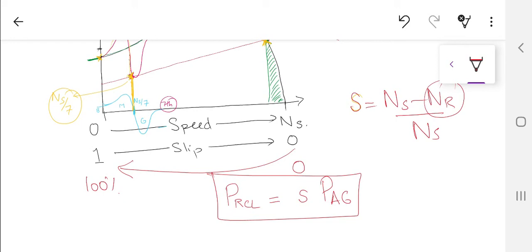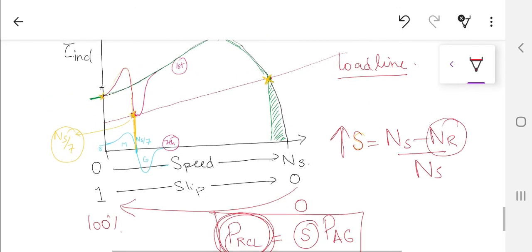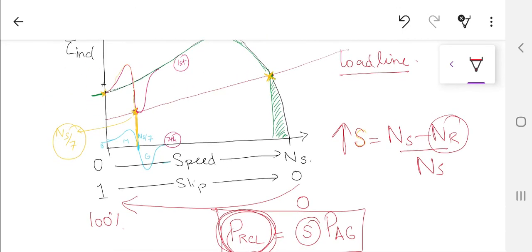Now what has happened is that S is going to be very large. Why? Because now NR is very, very small, so slip has gone to a very large value. So there is going to be a huge increase in the rotor copper losses. The machine is still pumping power, but that power is being wasted as rotor copper losses. So it will have considerable heating and the machine can damage itself.